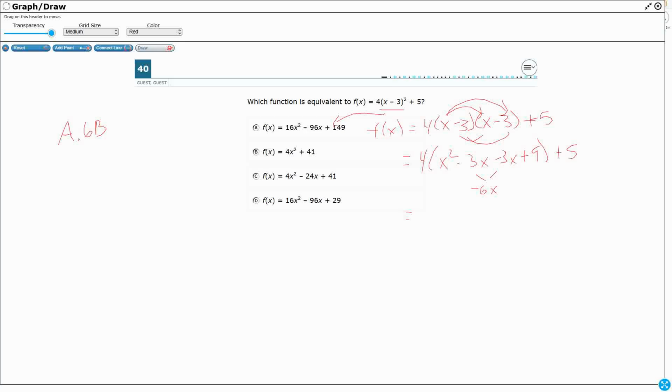So I can take the parentheses off. 4x squared. 4 times minus 6 is going to be minus 24x. 4 times positive 9 is going to be a plus 36 plus 5. Let's make that plus 41. So I'm going to get f of x equals 4x squared minus 24x plus 41. And so we see our answer there of C.